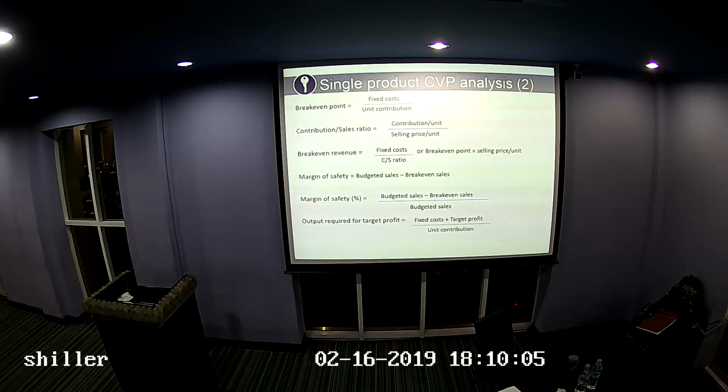Margin of safety. What did I tell you earlier in the chart? Margin of safety is the difference between the budgeted total quantity and the break-even point. You remember? Now, even if you don't remember the formula, you can remember the chart. Okay? Easy.